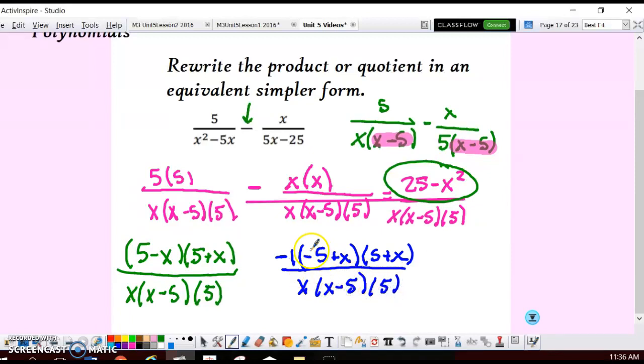So look right here. There's a negative 5 and a plus x. Even though they're written in the backwards order, they still cancel. So my answer would be negative parenthesis 5 plus x all over x times 5, or 5x.